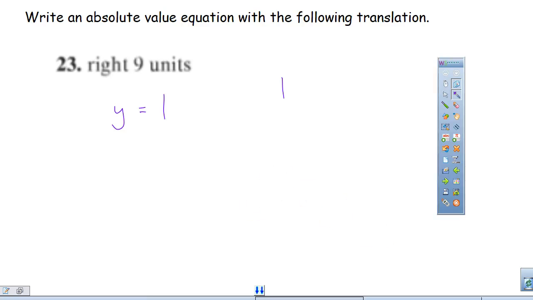All right, and who can raise their hand and give me your equation for this one? We want to move it right 9 units. Perfect. X minus 9 should be inside your absolute value symbols.